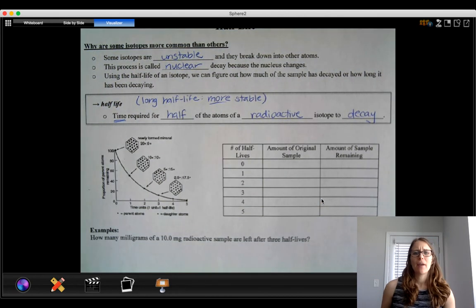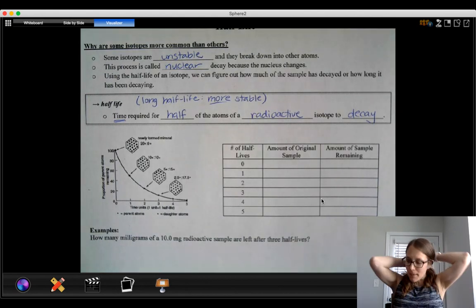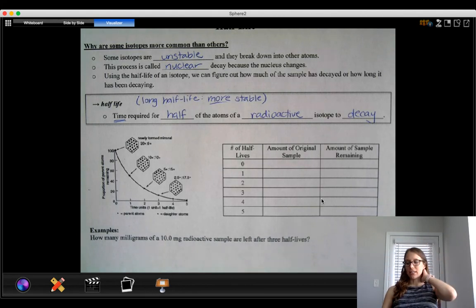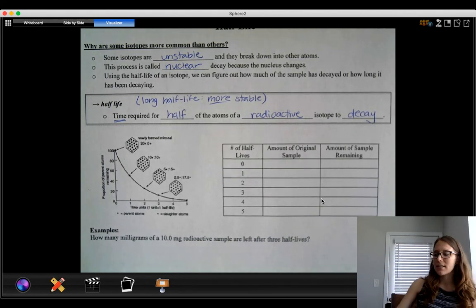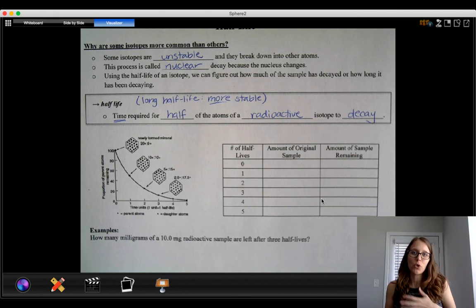And that tells us nothing about if it's alpha, beta, or gamma decay. So something that has alpha decay could have a short or a long half-life. Same thing with beta and gamma. All it does is just tell us, like, if two substances have different half-lives, which one is more able to stay that substance for a longer period of time.